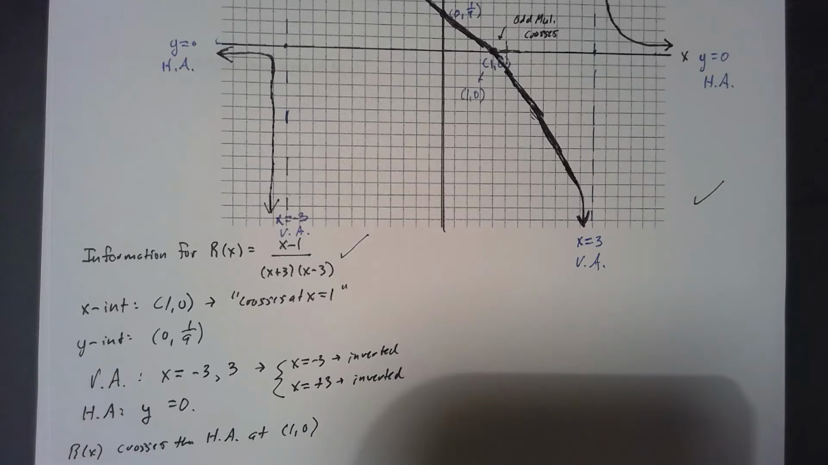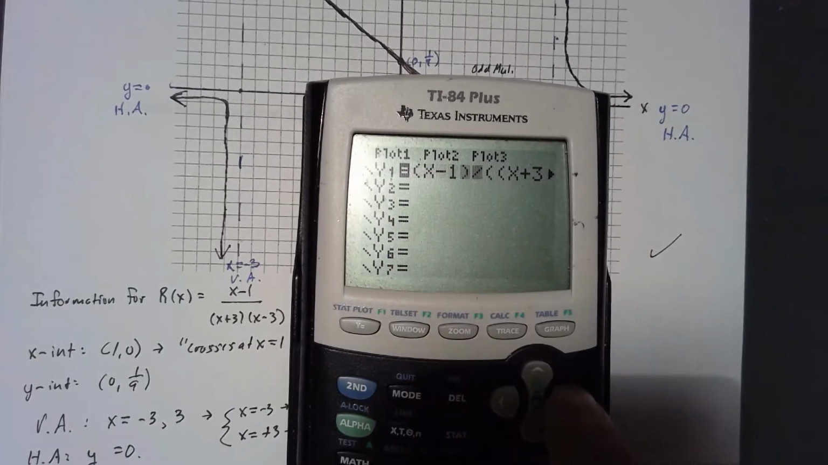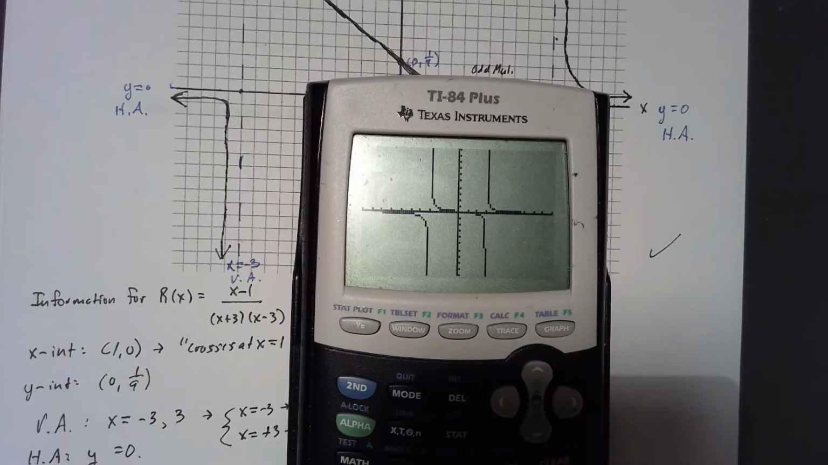You can graph a rational function in your calculator, but in your TI calculator, it might look a little messy because of technology limitations. So there's your rational function. If you go to y equals, type in x minus 1 divided by the quantity x plus 3, x minus 3, then you go to graph, there it is.